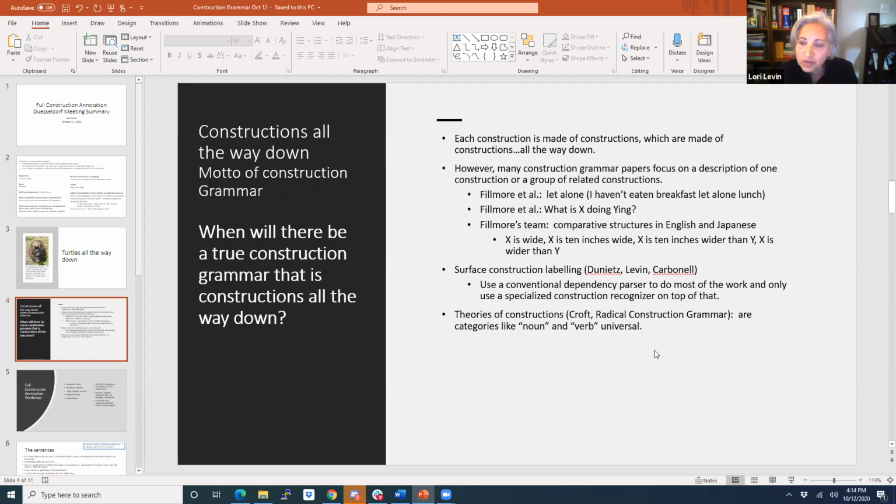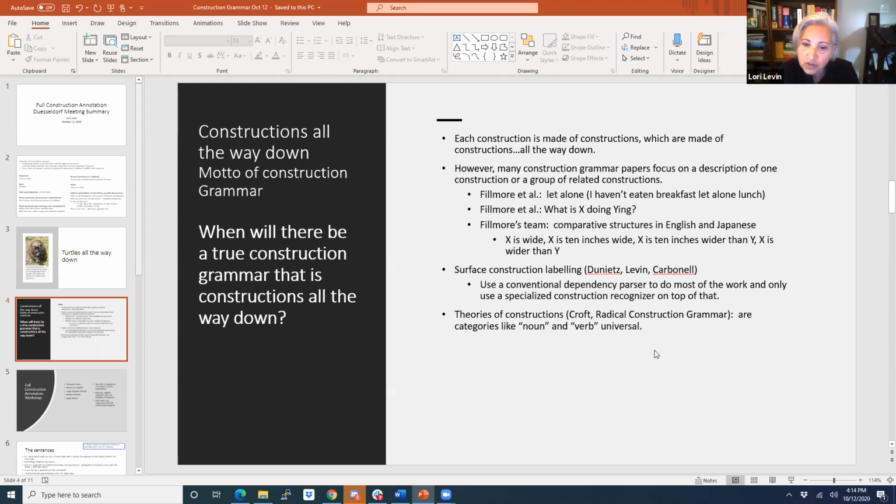So we had about 200 constructions, but it was beyond the scope of Jesse Dunitz's thesis to do constructions all the way down. So he said, let's just start with a dependency parser, and then we're going to recognize our 200 causal constructions in English on top of that. We called that surface construction. It was just surface because it wasn't all the way down. We knew we couldn't do it.